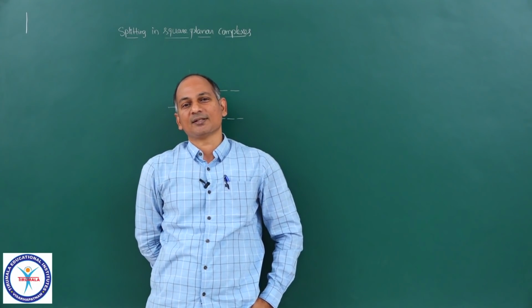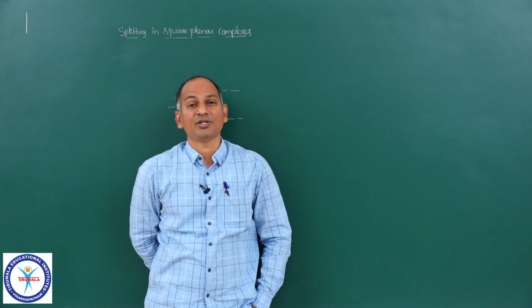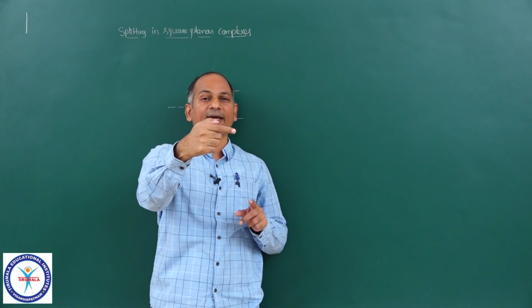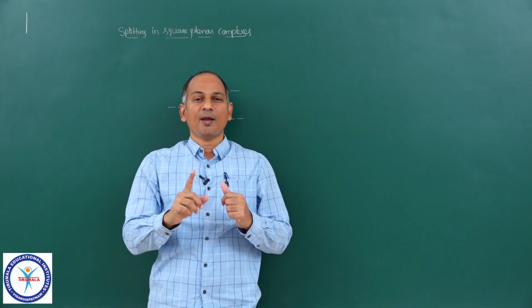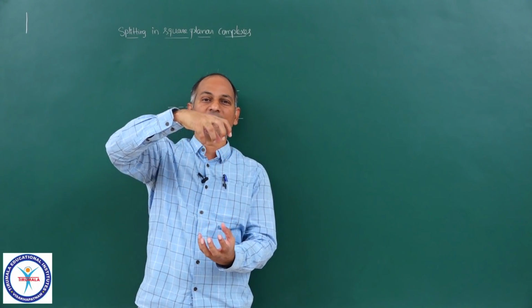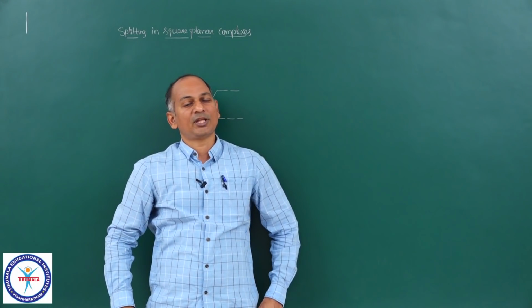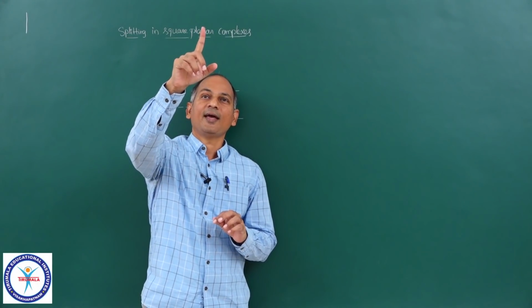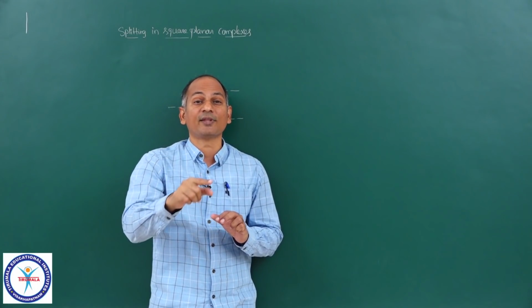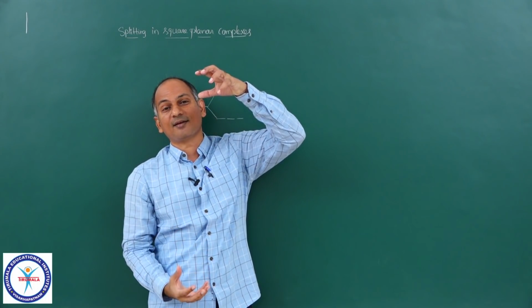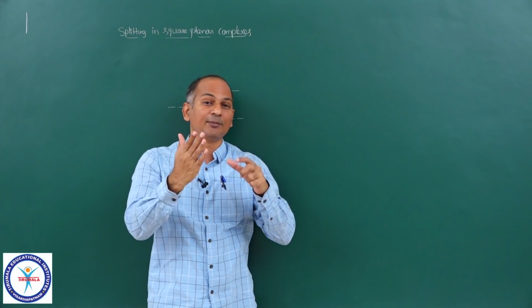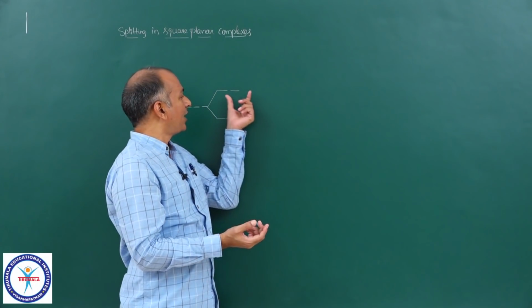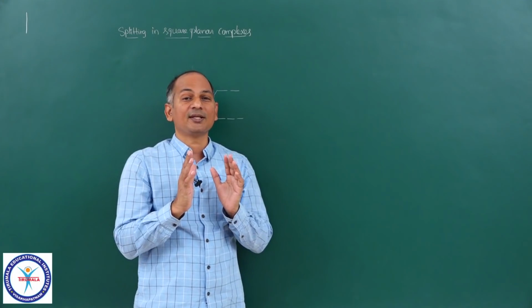This is what is called tetragonal elongation. The four ligands, two along the x-axis and two along the y-axis, are coming closer to the center, but the two along the z-axis are moving away. So what happens to this splitting diagram? The ligands along the z-axis are moving away from each other, and obviously they also move away from the center. So out of these two orbitals, which orbital is stabilized?